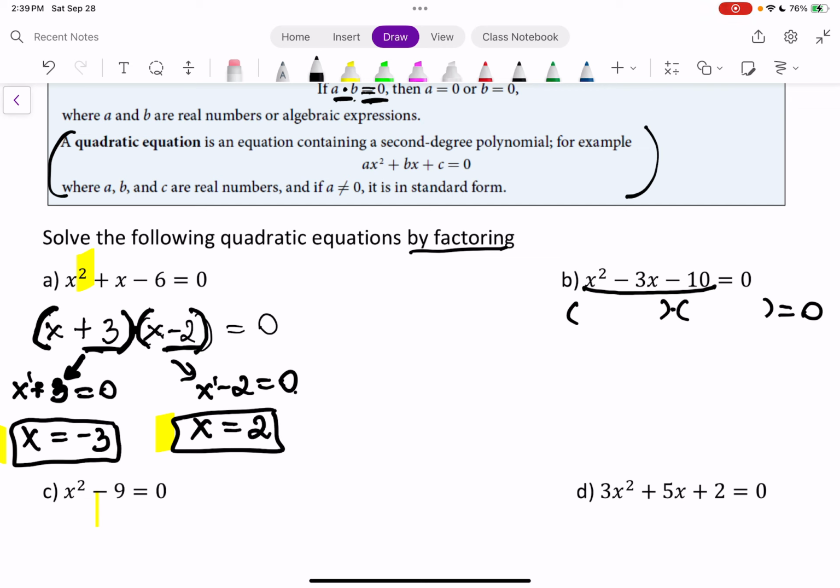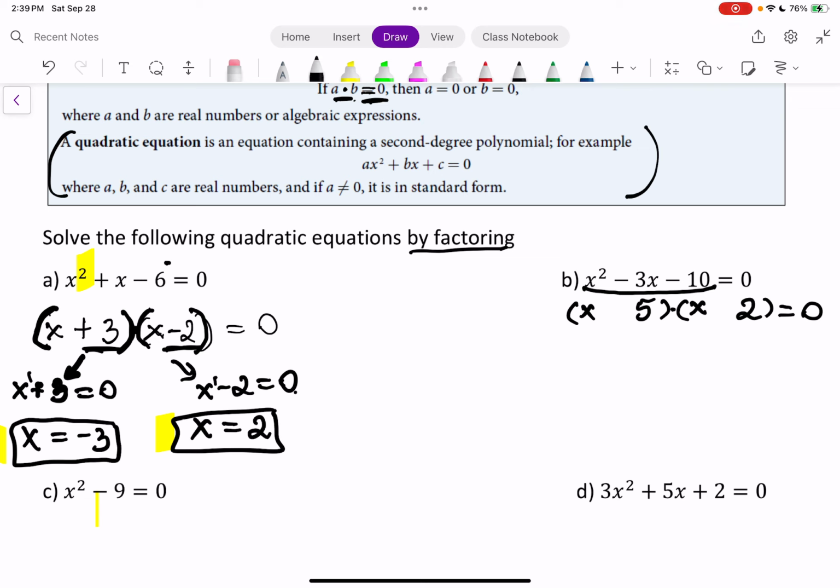So x squared comes from an x and an x. Numbers that multiply to negative 10 and add up to negative 3. So in other words, numbers that multiply to 10 and subtract to be 3 are easily 5 and 2. Not many numbers multiply to 10. Many numbers multiply to 6, yes.